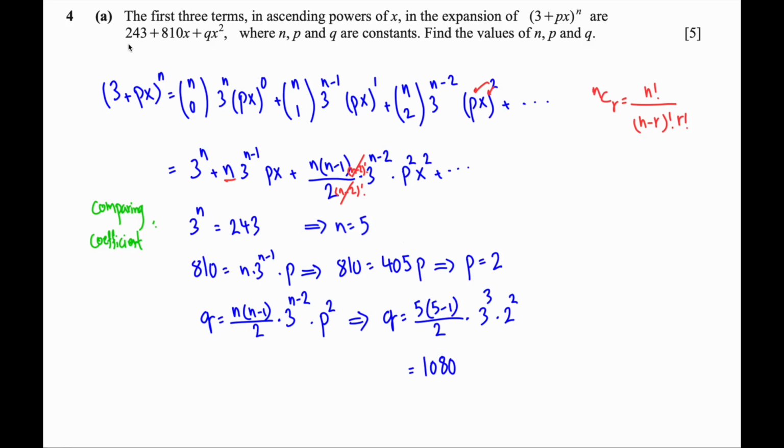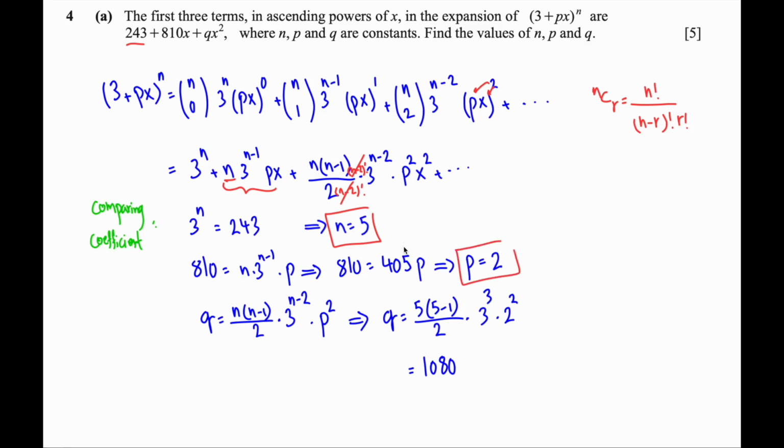Now you just have to make a comparison, constant with constant. So this is the only constant here. Therefore, 3 to the power of n has to be 243, which leads to n being 5. And then moving on to the next term, 810 is the coefficient of my x. Therefore, this thing should be equal to 810. However, I already found the value of n. I can make a substitution for that, and therefore p is simply 810 divided by 405, which is 2.